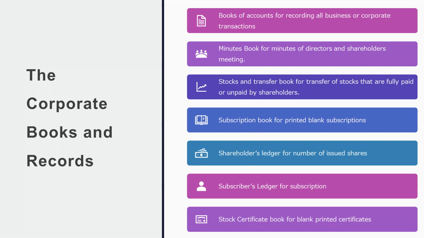Another is minutes book, for minutes of directors and shareholders meeting. Then we have also the stocks and transfer book. Ito gagamitin for transfer of stocks that are fully paid or unpaid by shareholders. We also have the subscription book for printed blank subscriptions. We also have shareholders ledger for the number of shares issued. Then subscribers ledger for subscription. And we have the stock certificate book for blank printed certificates.